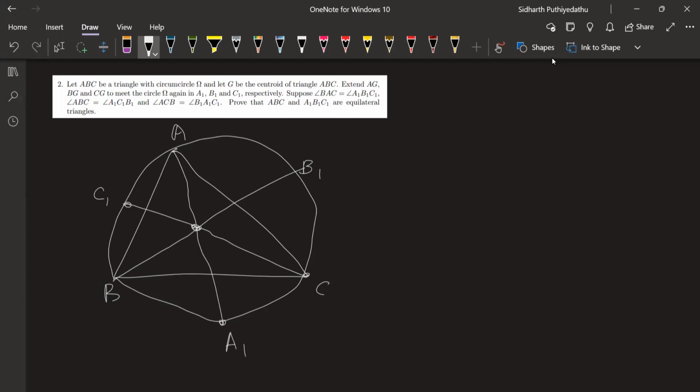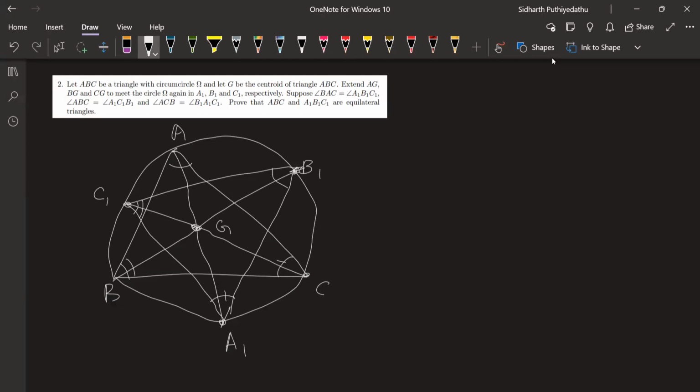So you just extend the medians, they intersect the circle at given points, and they've given us some angle conditions. Suppose angle BAC is equal to angle A1, C1, B1. So we have that this angle is equal to this angle. ABC is equal to angle A1, C1, B1. This angle is equal to this angle. And finally, ACB is equal to B1, A1, C1. So this angle is equal to this angle. And they want us to prove that ABC and A1, B1, C1 are both equilateral.